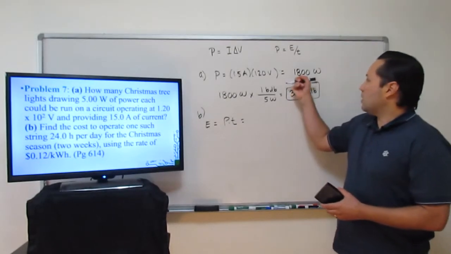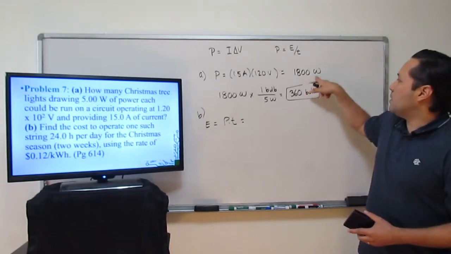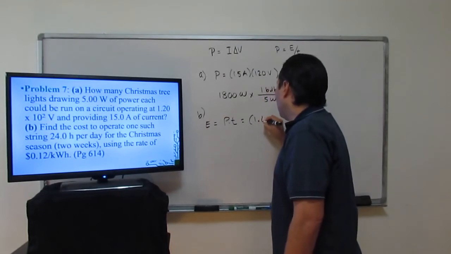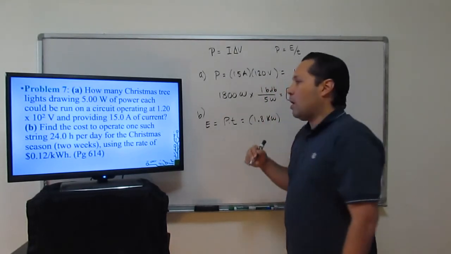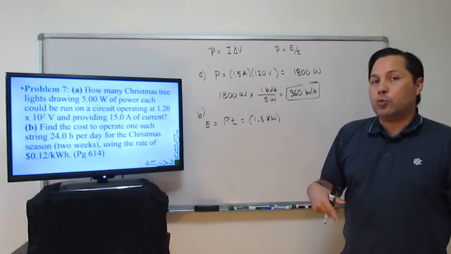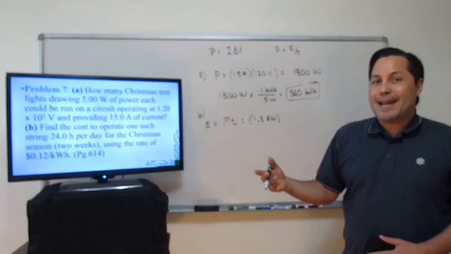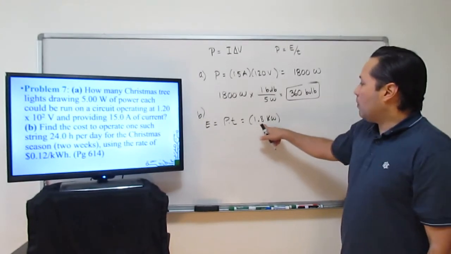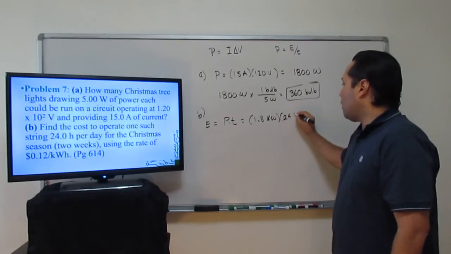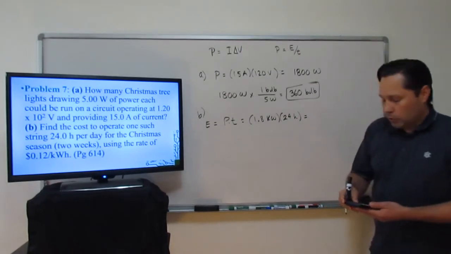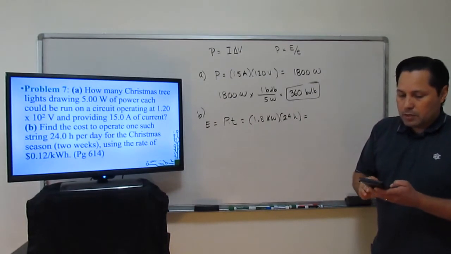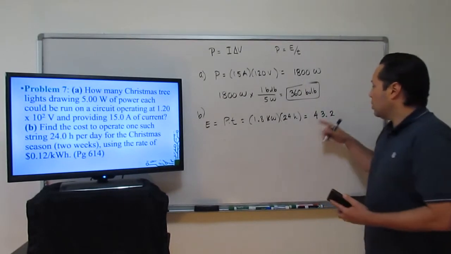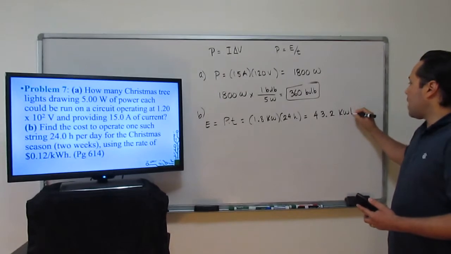So we want to change our watts to kilowatts. We take 1800 watts divided by 1,000, so our power rate is 1.8 kilowatts. And we're operating 24 hours a day for 2 weeks. First, let's figure out the energy per day, and then we'll multiply times 14 for the 2 weeks. So it's going to be our power multiplied times 24 hours. Because we're running them 24 hours a day, it's going to give us 43.2 kilowatt hours.